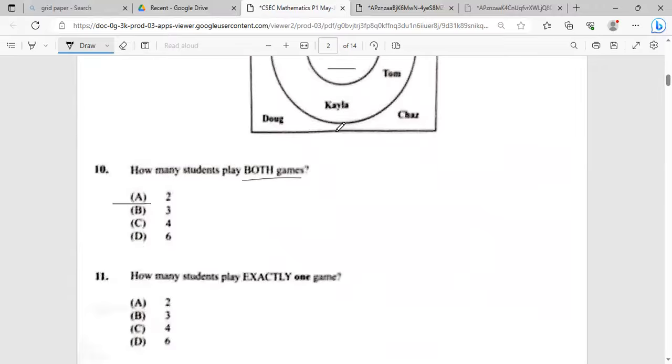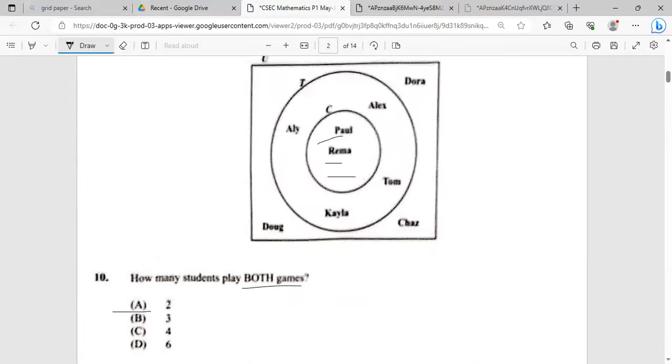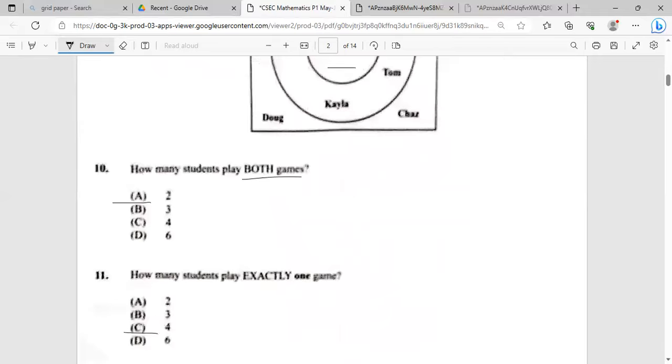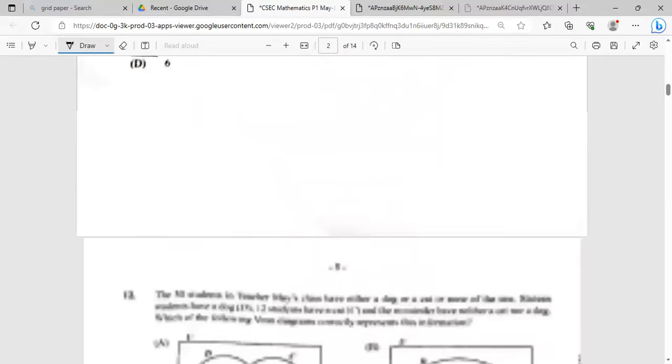All right, which are the persons there? Big up yourself, Kayla, Tom, Jerry, Ali, Alex. All right, so that would be that. I don't know why the writing is so thin.